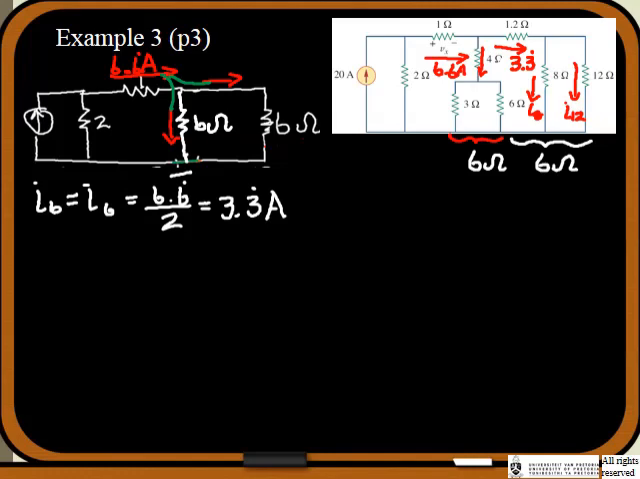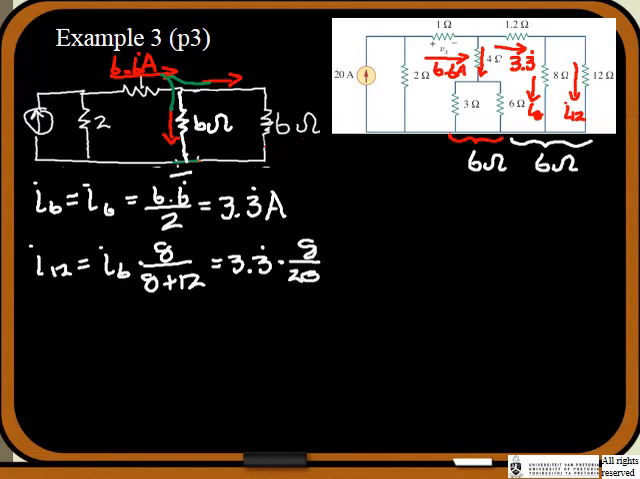So what do I want to calculate now? I want to know what is I12. So I12 has to equal I6 multiplied by the other resistor in the parallel branch, which is the 8 ohms, divided by the sum of the two, 8 plus 12. So what's that going to be? It's going to be 3.3 repeating multiplied by 8 over 20. I'm going to need my calculator. It's late in the day, my head is tired. 8 divided by 20, times 3.33333, I get 1.3.